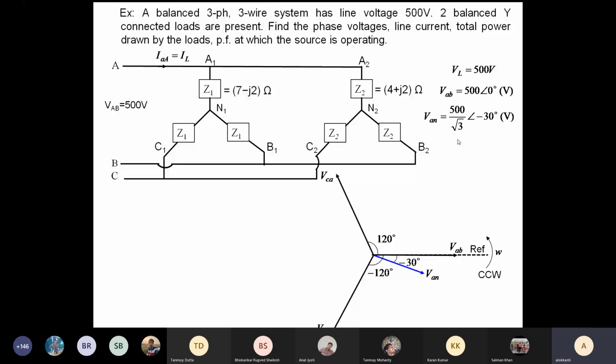Now once we apply this, there will be individual currents going to the loads, I1 and I2. These I1 and I2 added will become IA. You are asked to find out the total line current. Since there are two loads, both the loads will contribute to the line current. So you have to find out both the phase currents individually.